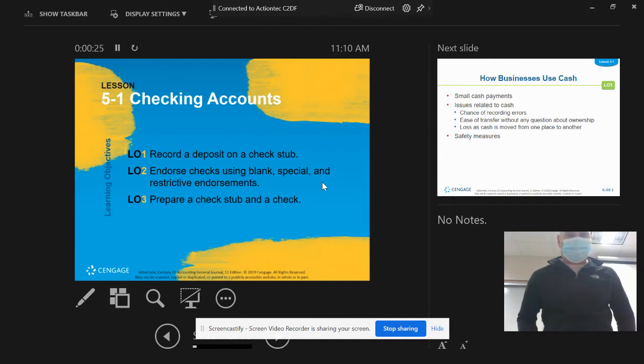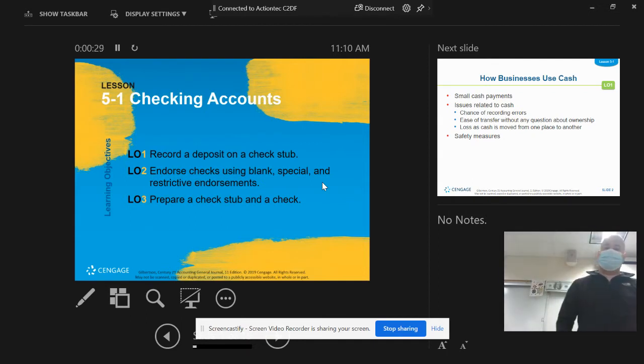We're going to look at recording a deposit on a check stub. We are going to endorse checks using blank, special, and restrictive endorsements, and we're going to prepare a check stub.